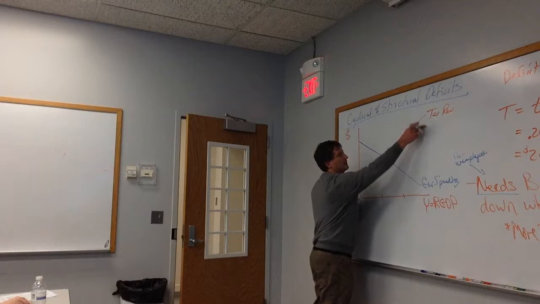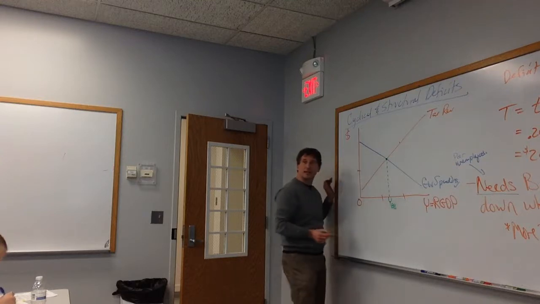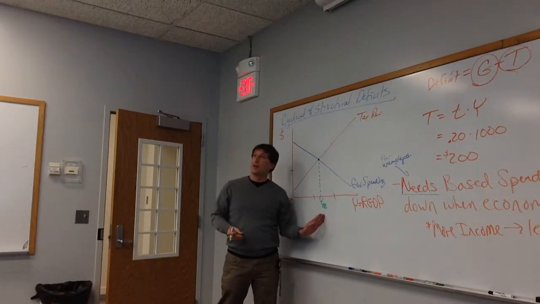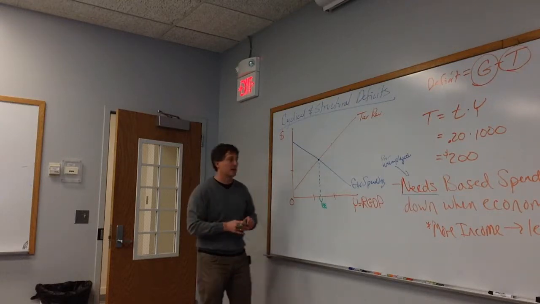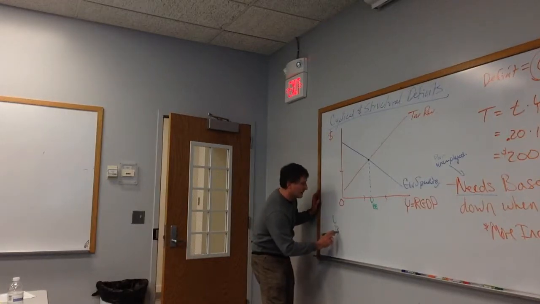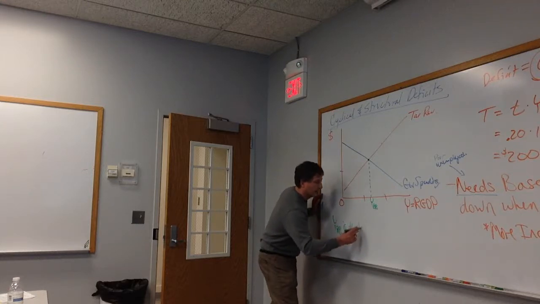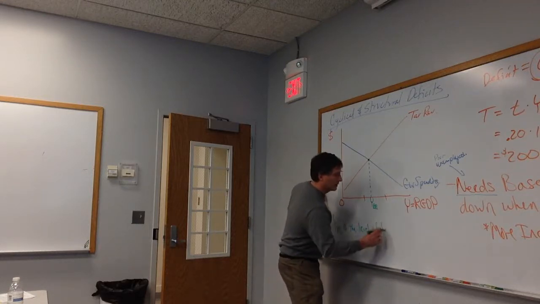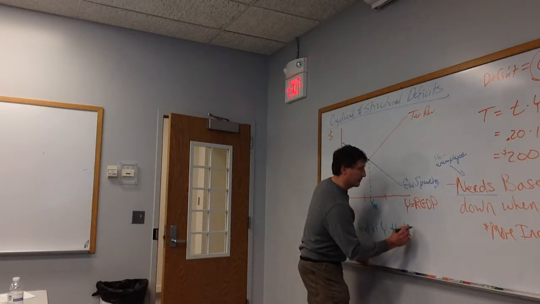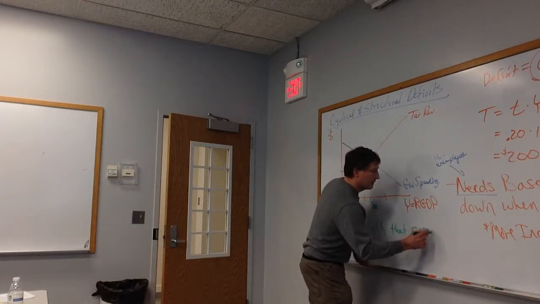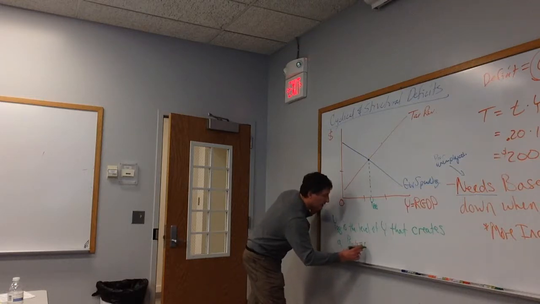So where T equals G is YBB. It's the level of income that would lead to a balanced budget. The level of income that would lead to a balanced budget. So YBB is the level of real GDP that creates a balanced budget.